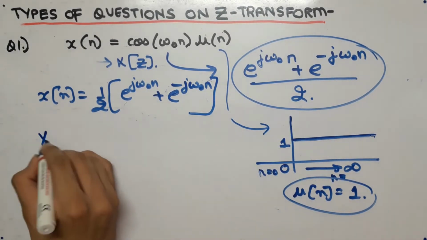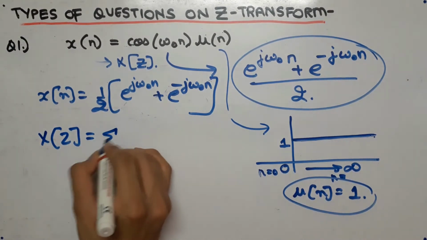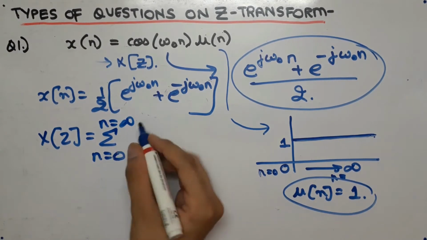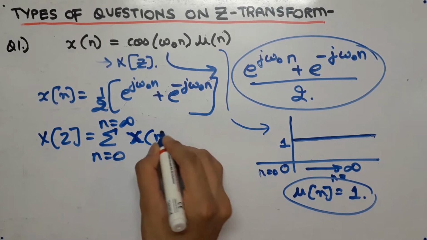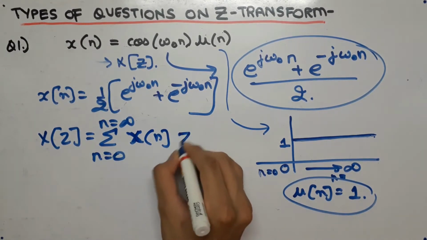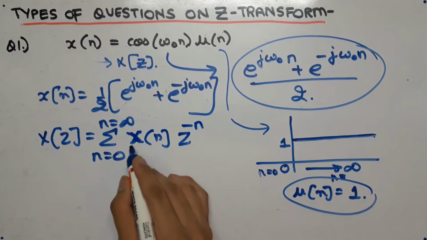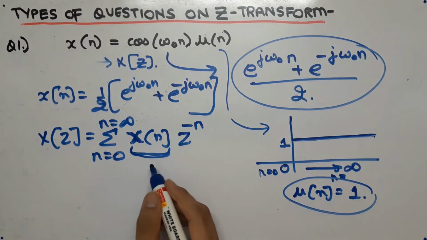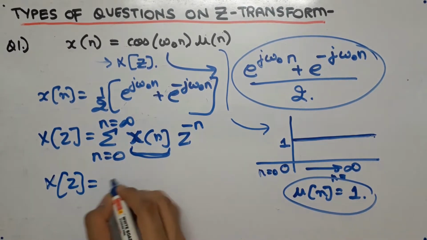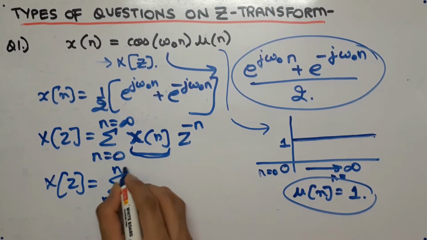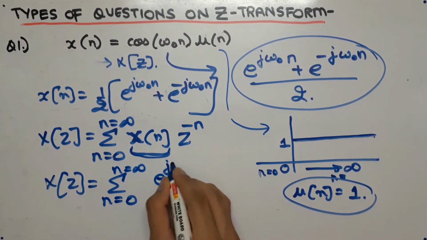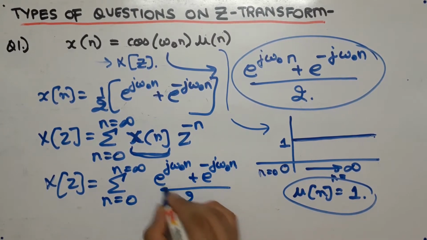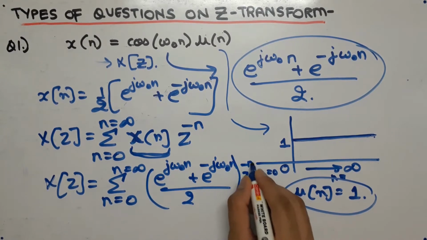Now guys, we are going to use the formula X(z) is equal to the summation from n equal to 0 to n equal to infinity of x(n) z^(-n). Now in this formula, to find X(z), we are going to replace the value of x(n) that we found previously. On doing that you will get X(z) equal to the summation from n equal to 0 to infinity of (e^(j omega naught n) + e^(-j omega naught n))/2 times z^(-n).